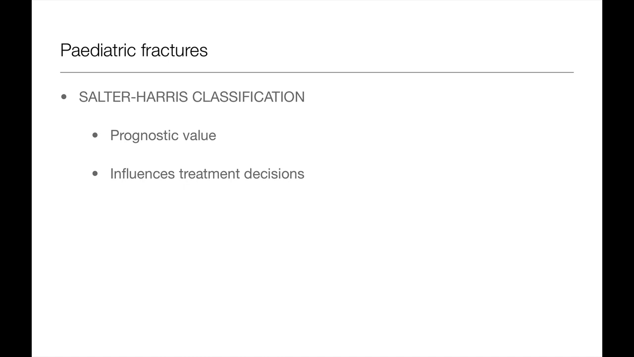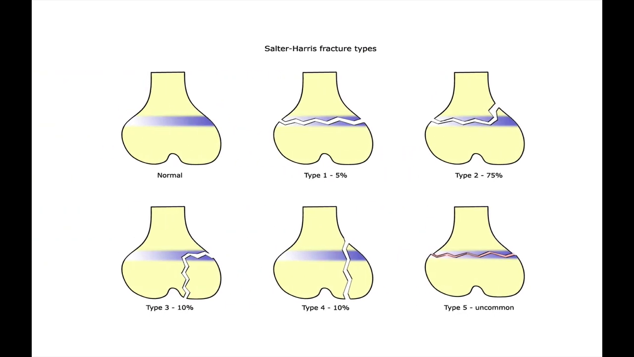Finally, for paediatric fractures involving the epiphyseal plate, you should know the Salter-Harris classification. Damage to the epiphyseal plate can affect bone growth, and the Salter-Harris classification of these fractures has a prognostic value and will influence treatment decisions. There is a useful mnemonic for remembering these fractures. Now, firstly, imagine all fractures are at the inferior end of the bone, and the mnemonic is SALTR, Salter.